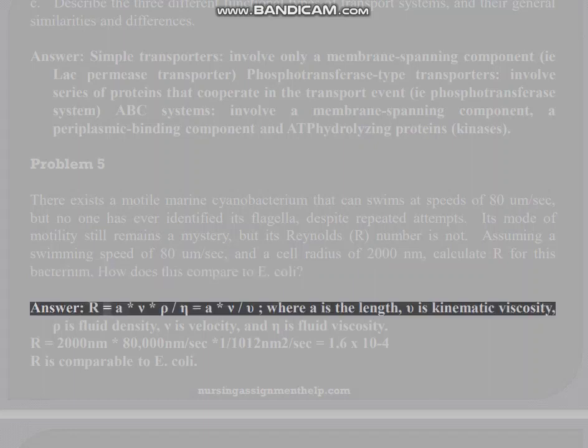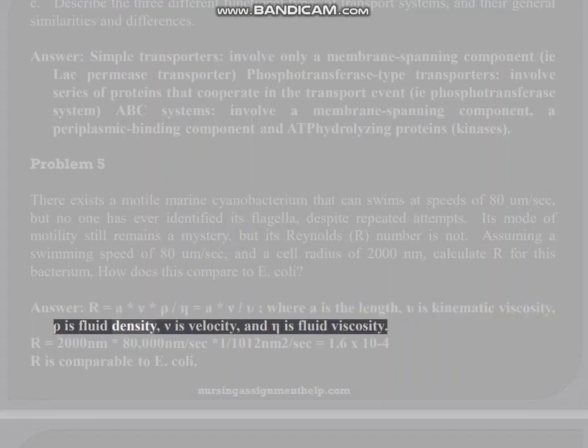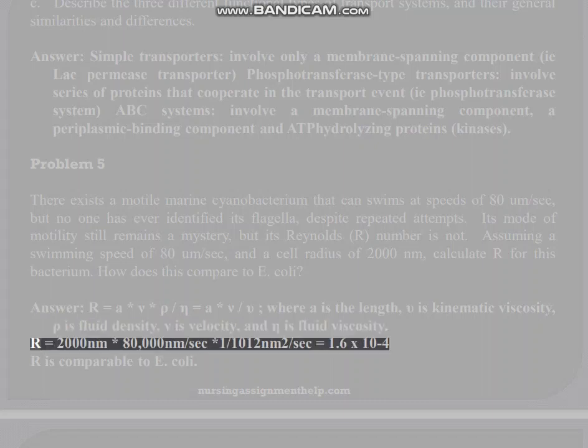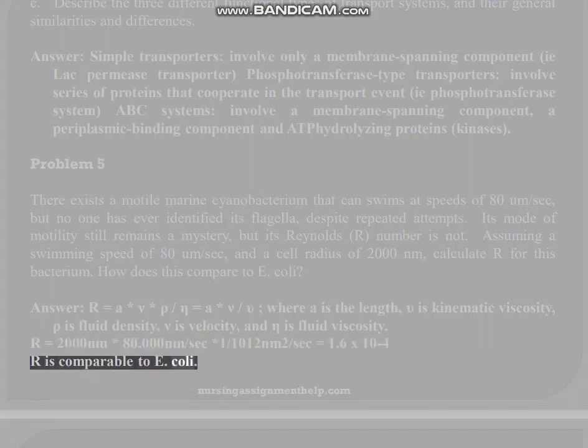Answer: R equals L * v * rho / eta equals L * v / upsilon, where L is the length, upsilon is kinematic viscosity, rho is fluid density, v is velocity, and eta is fluid viscosity. R equals 2000 nanometers * 80,000 nanometers per second * 1 / 10^12 nm²/sec equals 1.6 x 10 to the power of -4. R is comparable to E. coli.